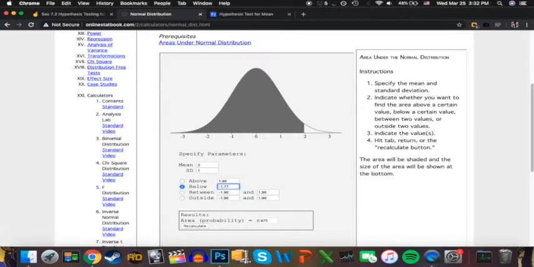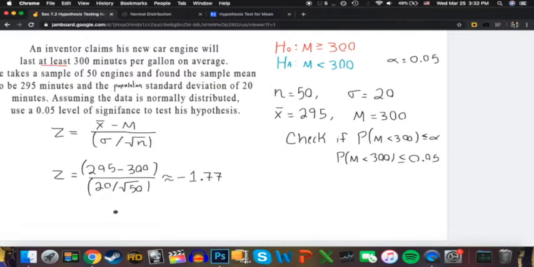And if I click on recalculate, right, this is now showing me the area to the left, and that area turns out to be 0.0384. Okay, so the area, otherwise known as the p-value when mu is less than 300, is going to be equal to that value that we just found.